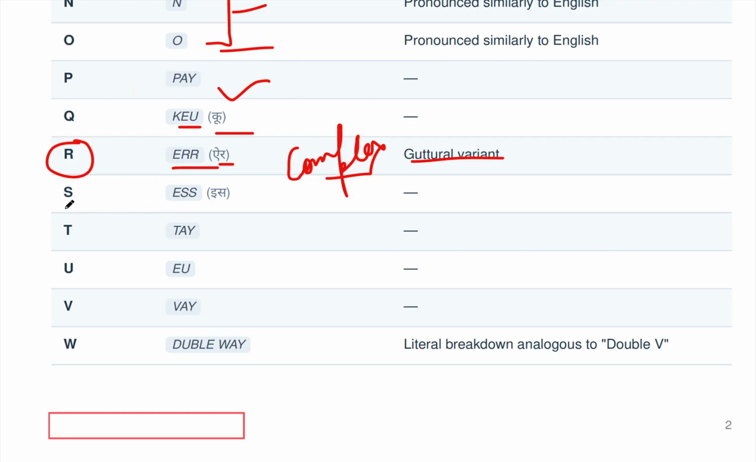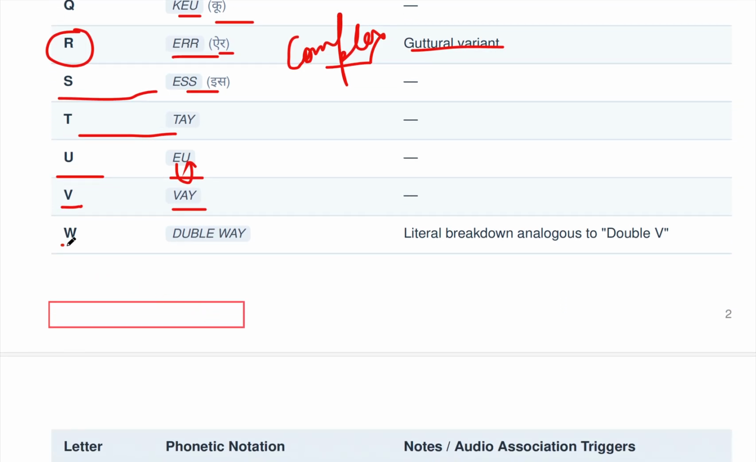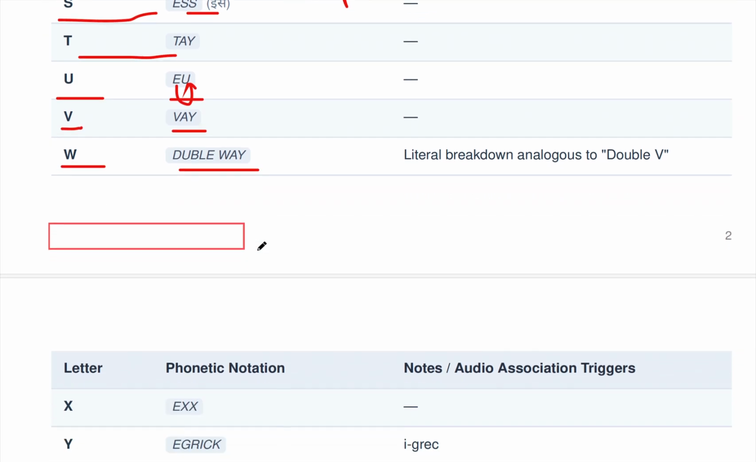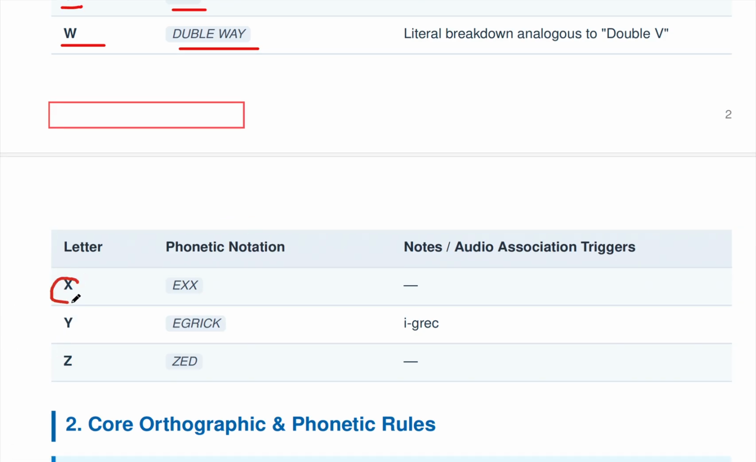Okay. So next is S. T will be like te. U will be like you. V will be like ve. W will be like W. X will be like X.